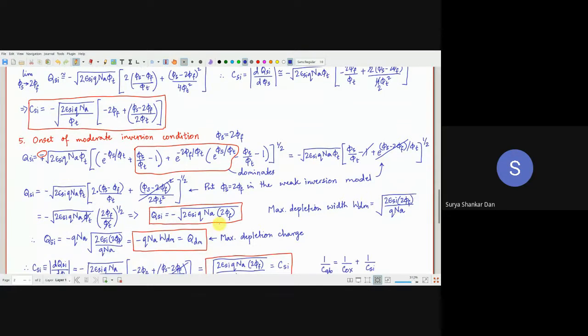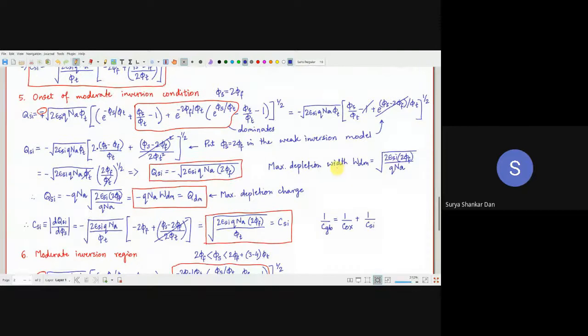Now, interestingly, what is the maximum depletion width? When phi s is equal to 2 phi f. Why is it maximum? Because beyond 2 phi f, it is going to be in the moderate inversion region. So now the channel is getting inverted. The surface is getting inverted.